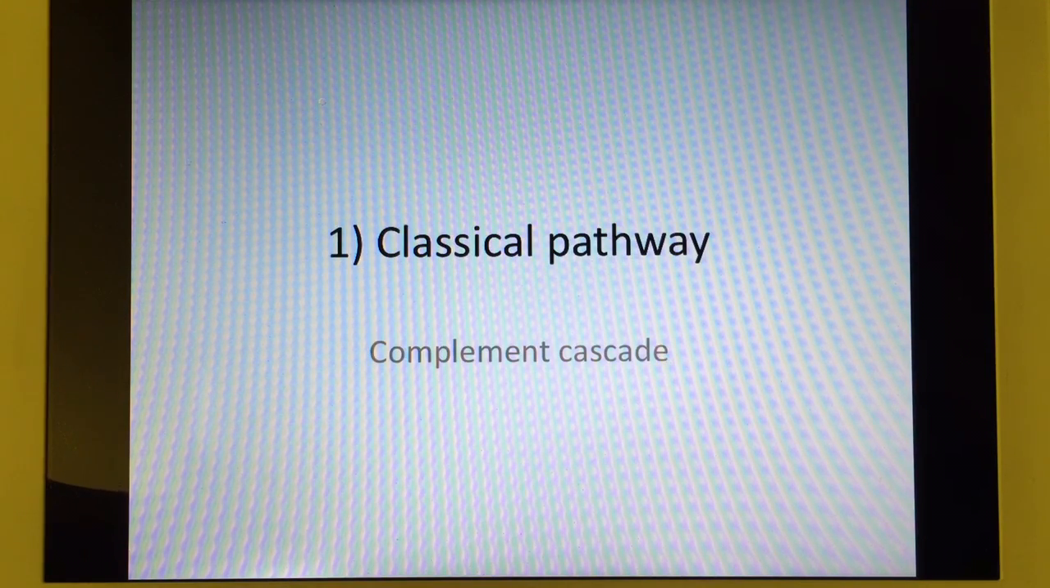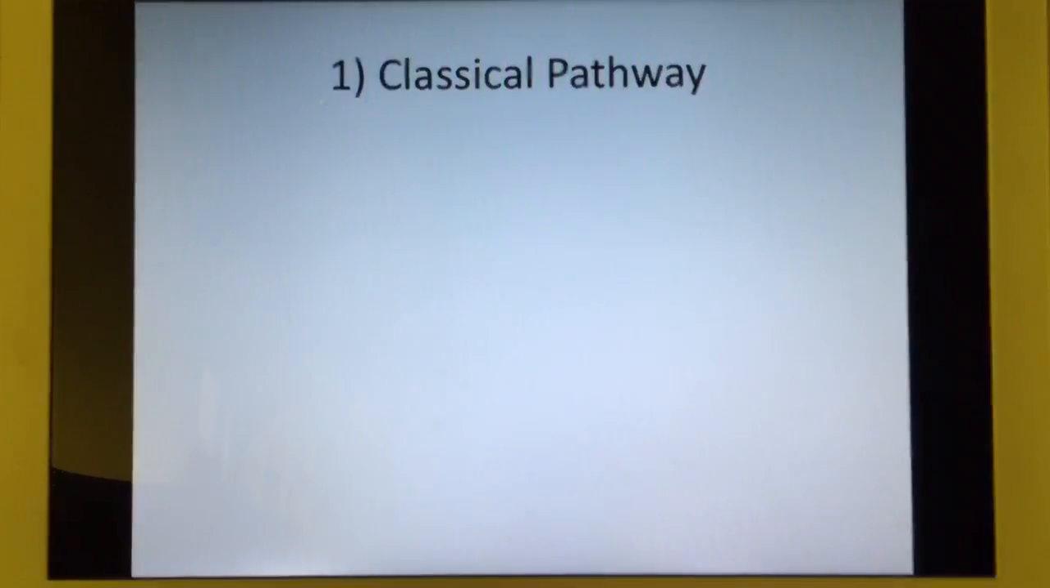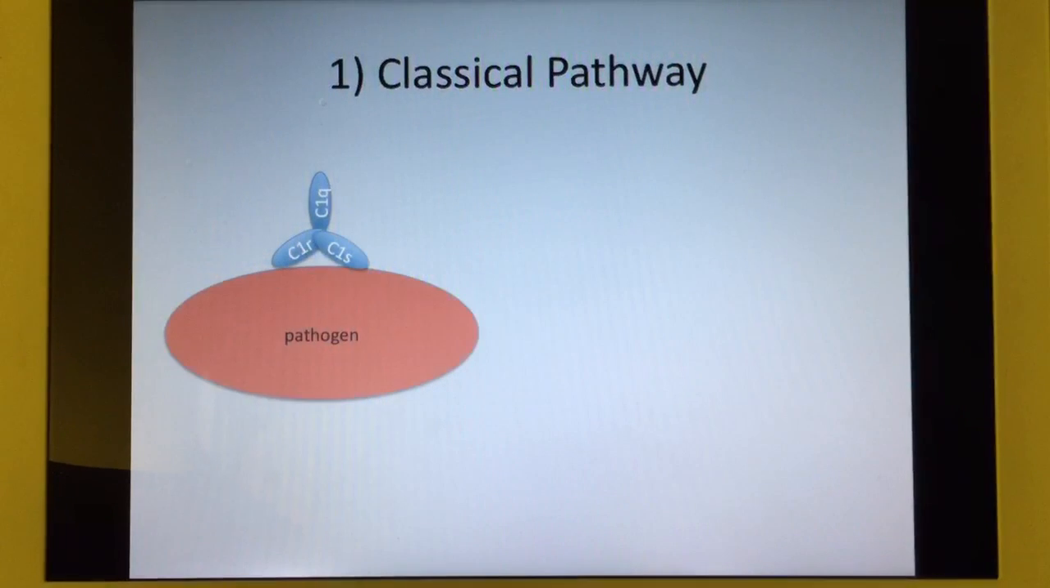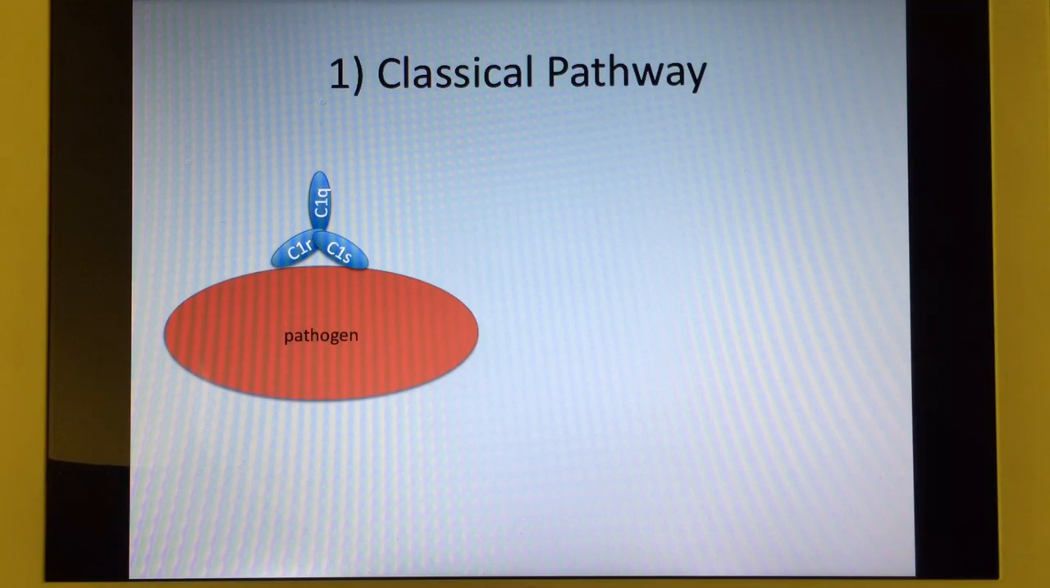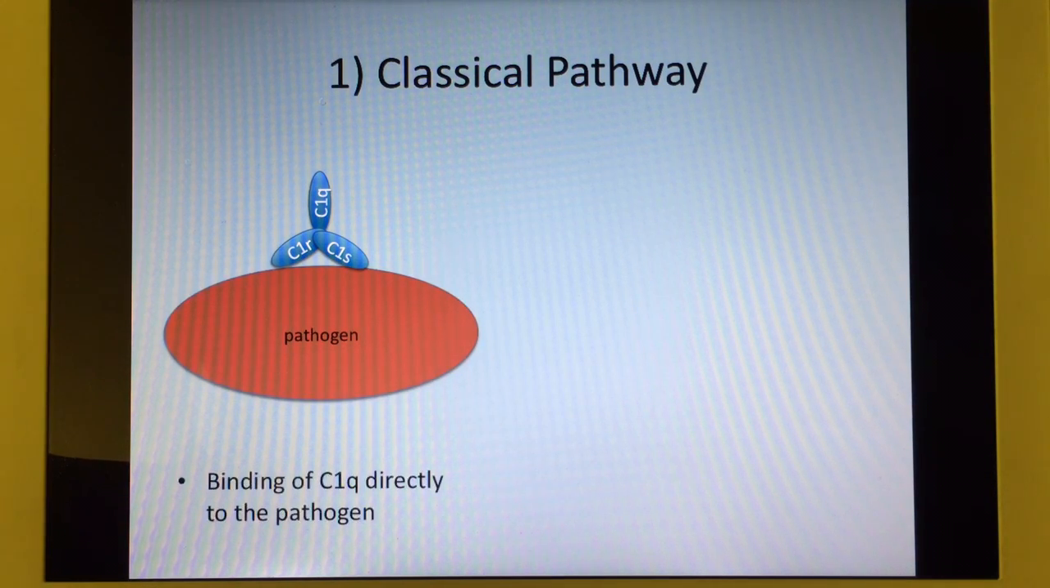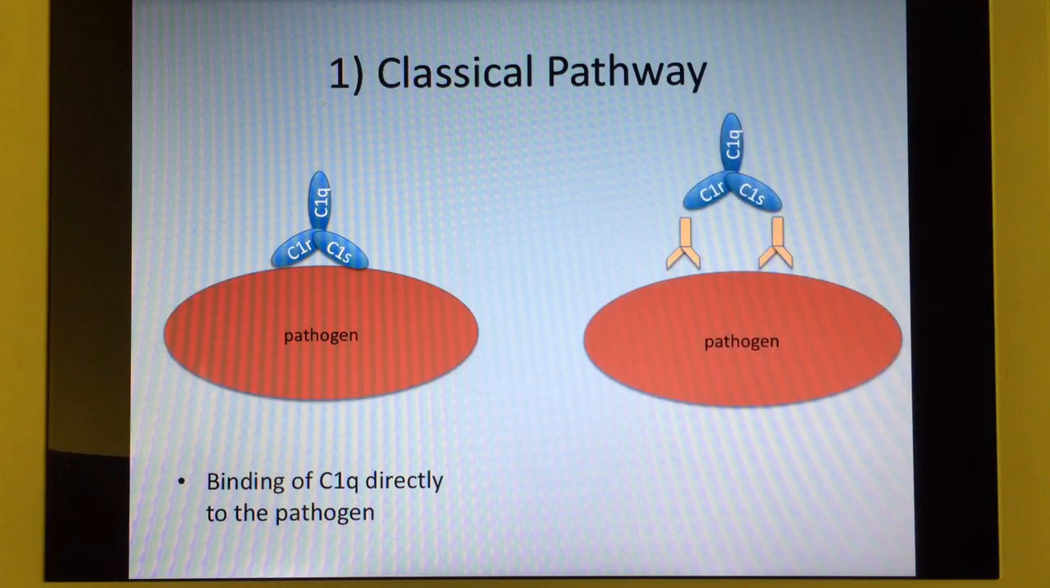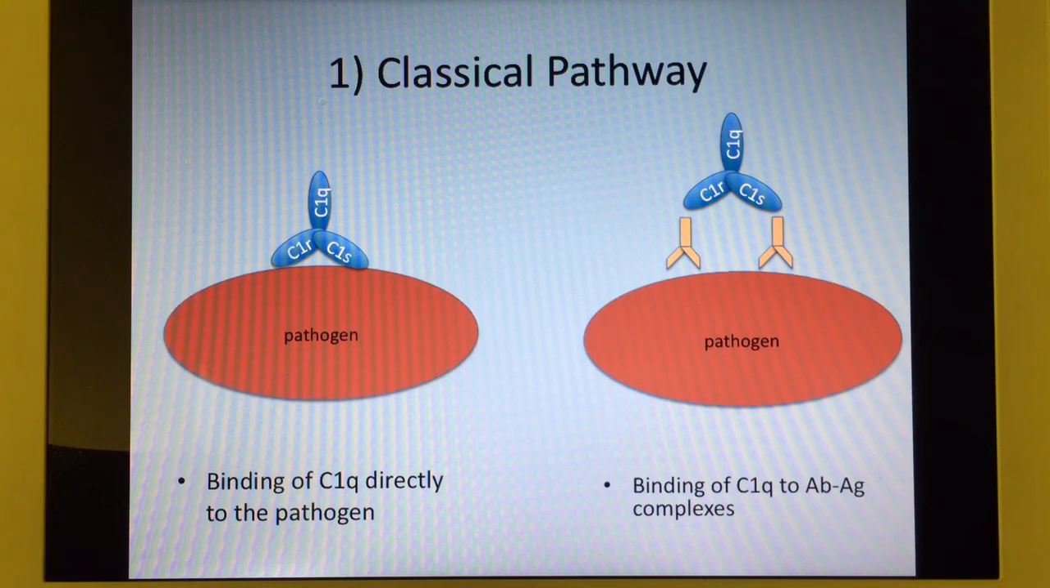First, let's go through the classical pathway of the complement cascade. There are two ways to activate the classical pathway. C1q of the C1 complex can bind directly to the pathogen surface, or C1q of the C1 complex can bind to the antigen complexes of the pathogens. The binding causes a conformation change in the C1 complex and activates C1r and C1s.